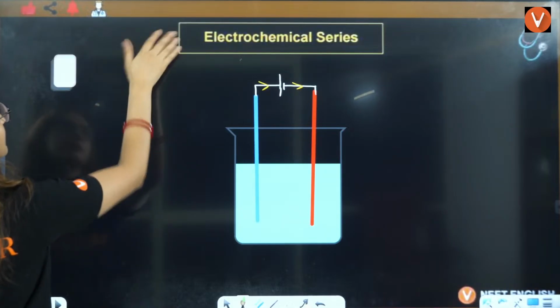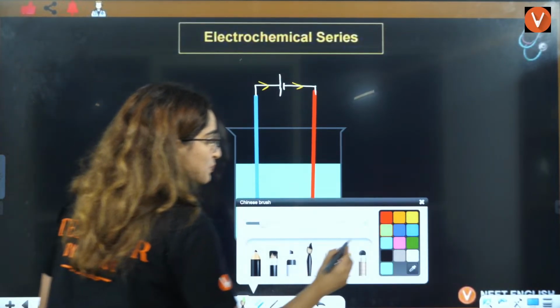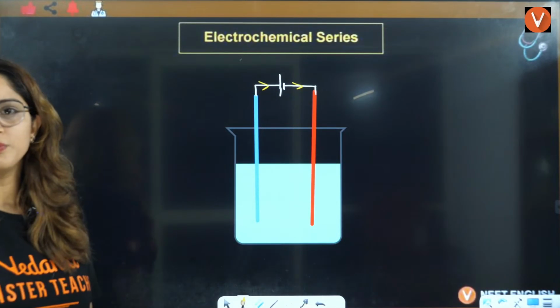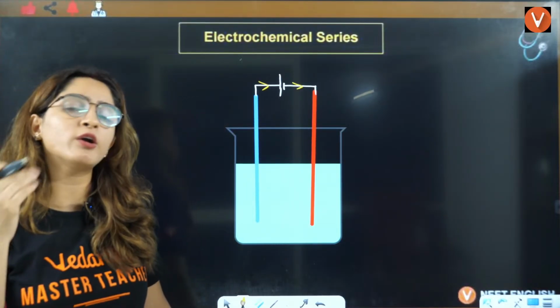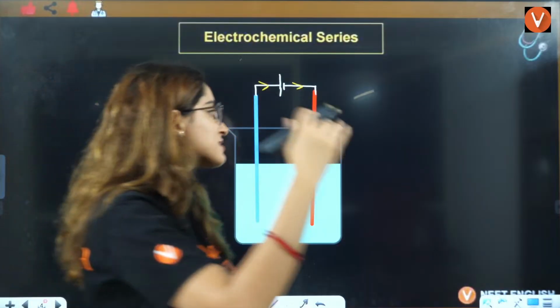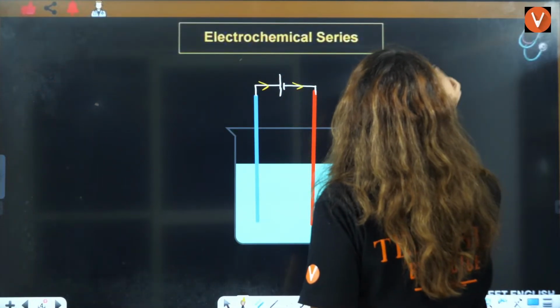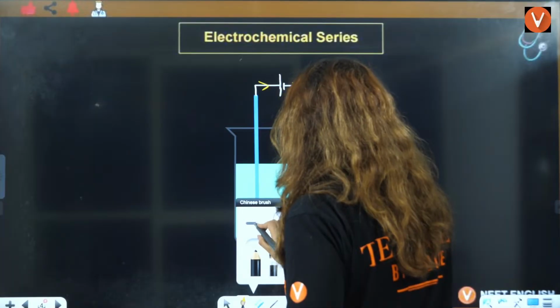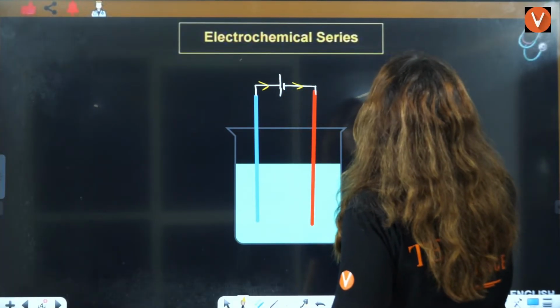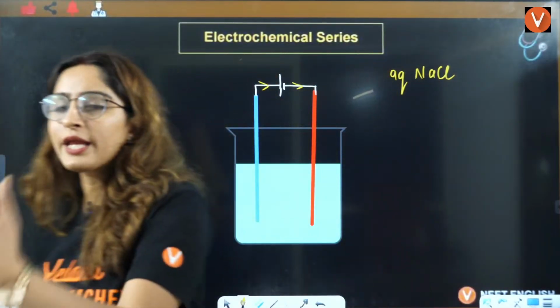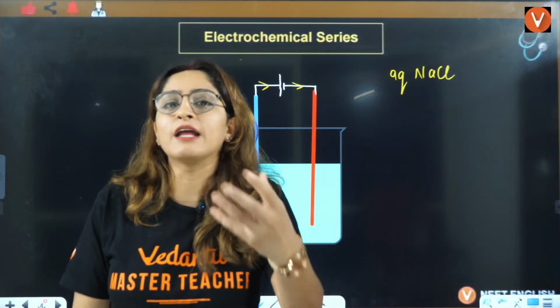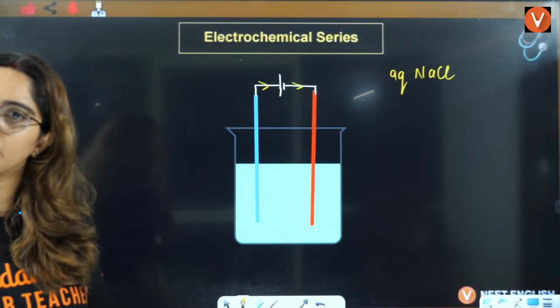Let's see. Now, I am not taking copper solution, and I am not taking copper electrode. Let's take aqueous NaCl. Now, you tell me what will be formed at the anode and what will be formed at the cathode.